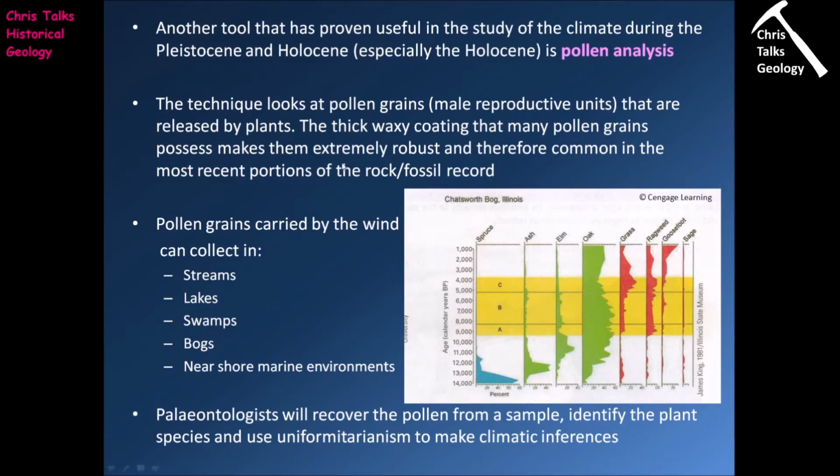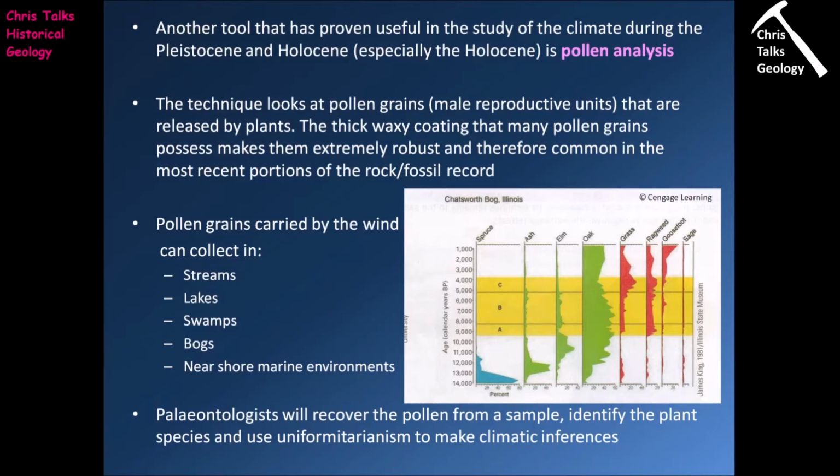Now, another tool that's proven useful in the study of the climate during the Pleistocene and Holocene, especially during the Holocene in fact, is pollen analysis. So if you remember, pollen are the male reproductive units released by plants, and they get blown about by the wind. Now, the great thing about pollen is that they have a thick waxy coating, and this helps to protect the pollen. And so the pollen can be incorporated into sediments, and we can come along later, extract the pollen, and we can actually identify individual plant species from the pollen grains.